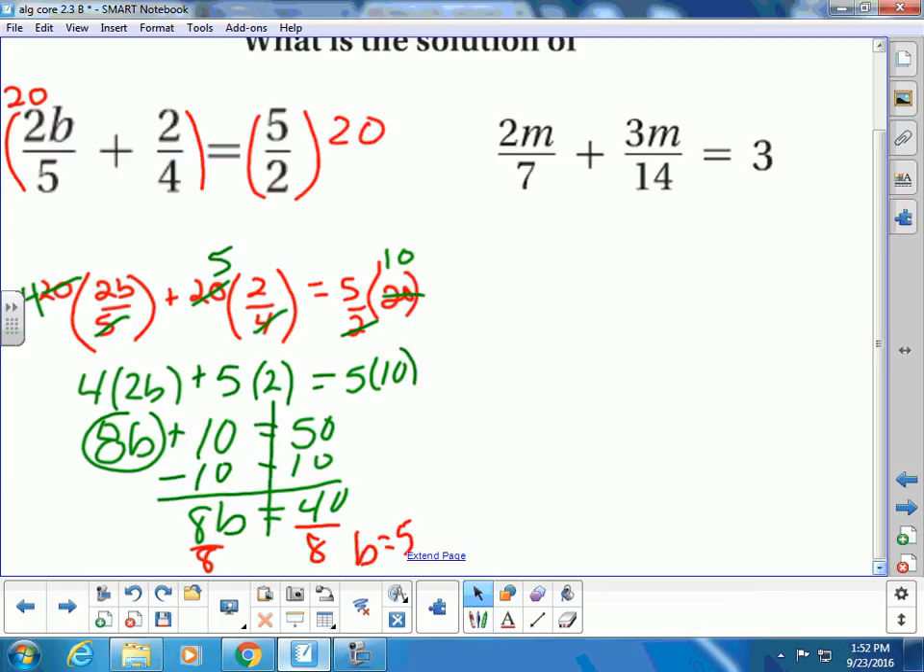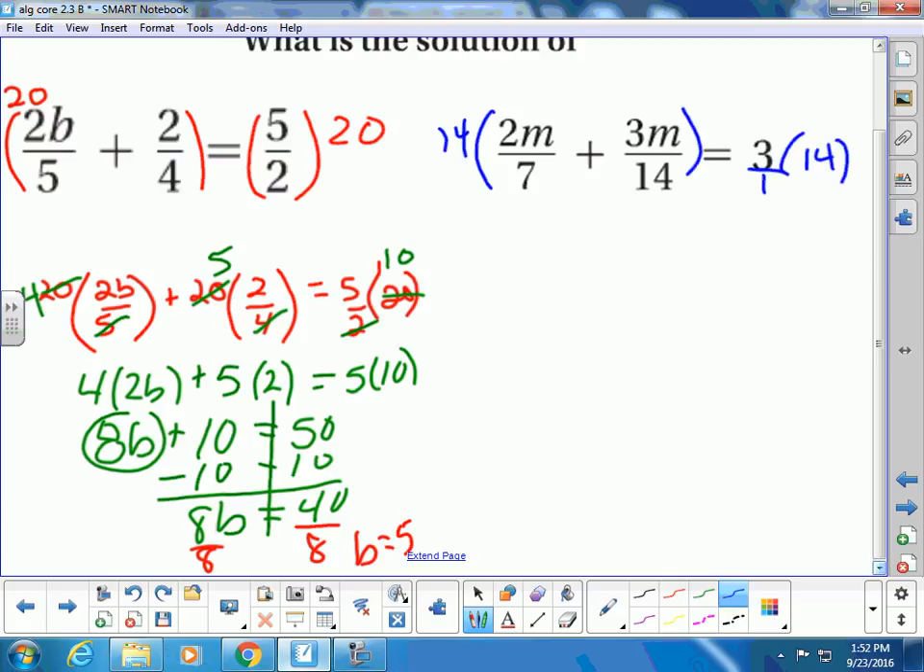All right. You guys try this next one. So this is a 1. So we only need to find something that 7 and 14 go into and multiply everything times whatever 7 and 14 go into. Pause, give it a try, and then come back. They both go into 14. So again, if I have 14 times 2m over 7 plus 14, because we have to distribute it, times 3m over 14 equals 3 times 14.